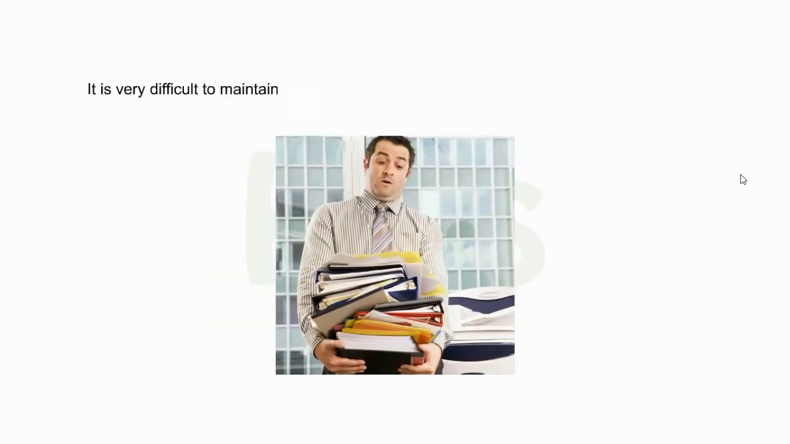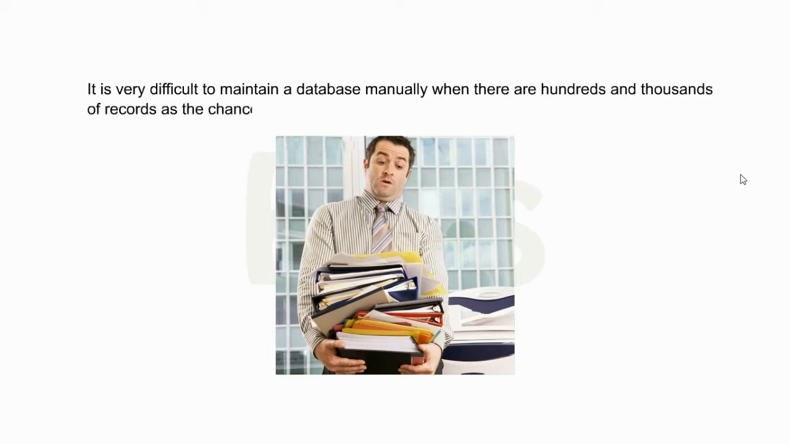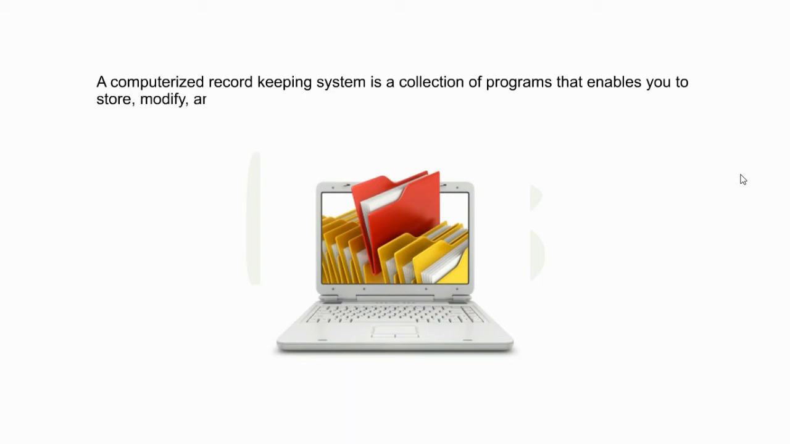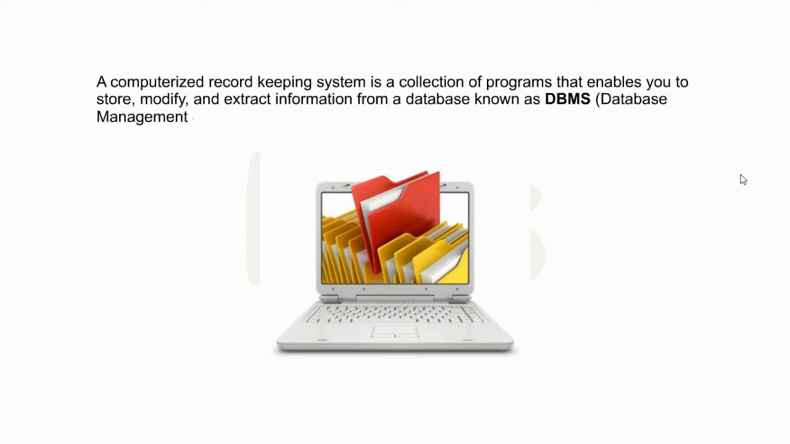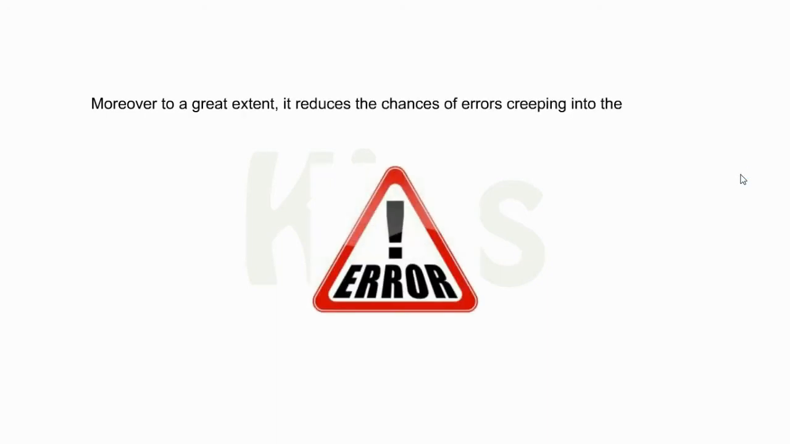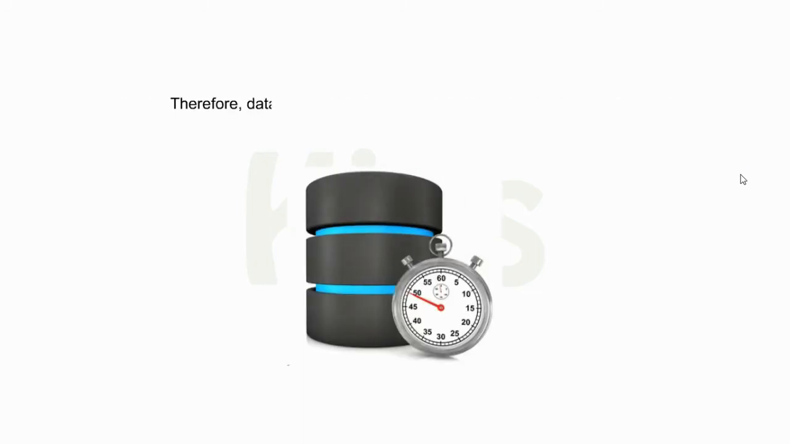It is very difficult to maintain a database manually when there are hundreds and thousands of records, as the chance of committing errors increases. A computerized record keeping system is a collection of programs that enables you to store, modify and extract information from a database, known as DBMS, Database Management System. It saves our time. Moreover, to a great extent, it reduces the chance of error creeping into the database. Therefore, data handling using DBMS becomes fast and efficient.